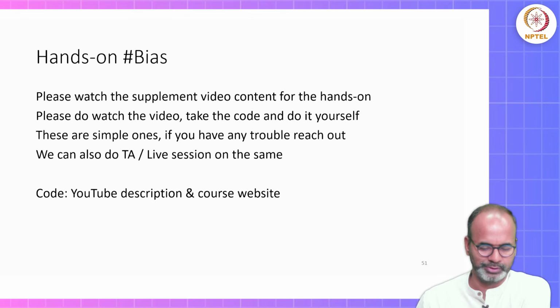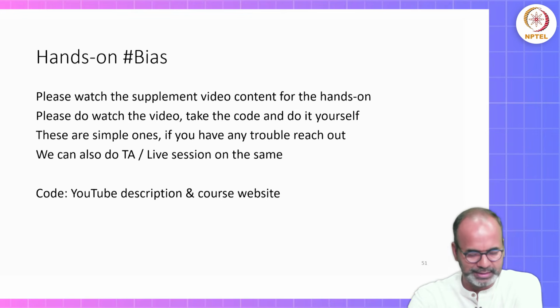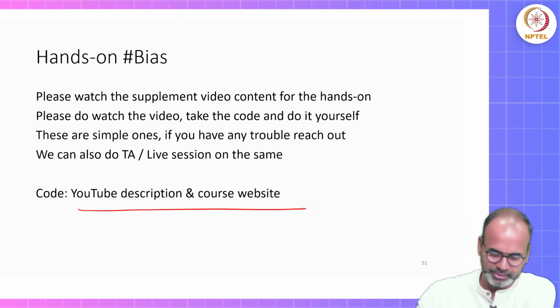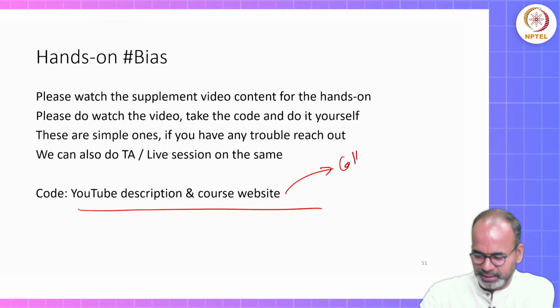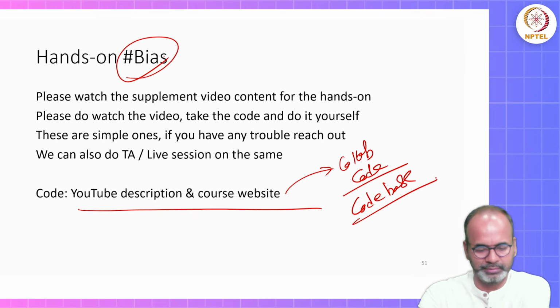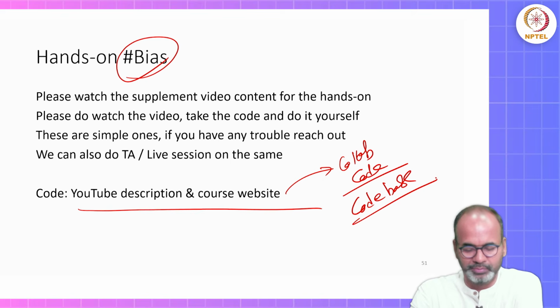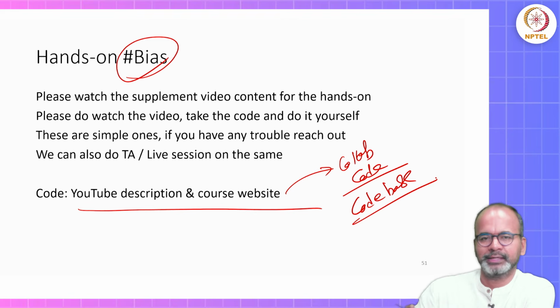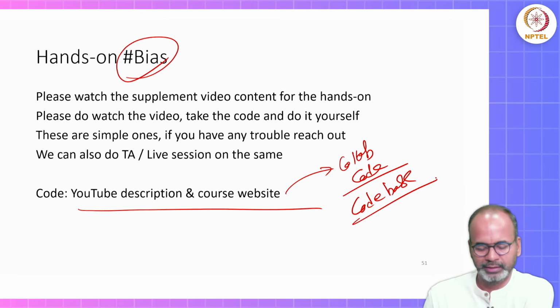Here is hands-on. This part of the module has hands-on also. Please look at the YouTube description or the course website, which will give you a link to the Colab code. Please try it out. In this case, you're going to look at bias. This hands-on will walk you through how people have created different datasets for studying bias and some metrics for studying bias also. We'll also see some of them as part of the course itself, but make sure that you do this hands-on as part of this bias module.